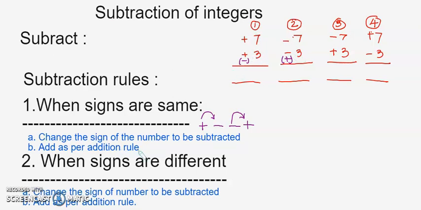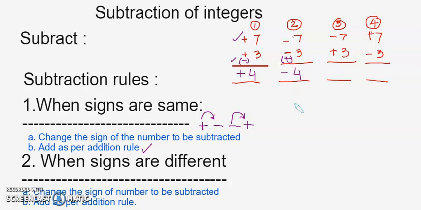Now it says, second step, add as per addition rule. The addition rule was, when the two numbers are being added and the signs are different, now it is plus and minus, you give the sign of the greater number, that is positive in this case because 7 is greater, and write the difference of the two. So 7 minus 3 is 4. Second example, minus and plus. So minus is greater, so give minus sign and the difference of the two, that is 4.